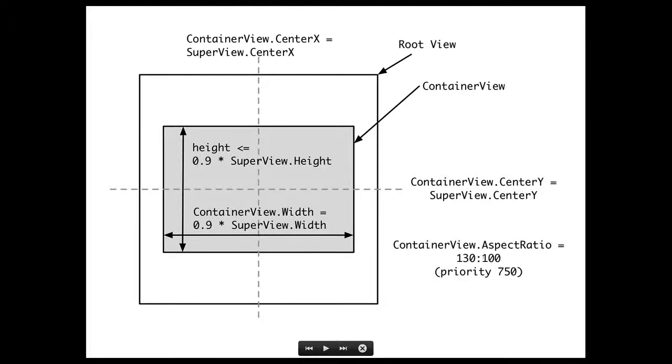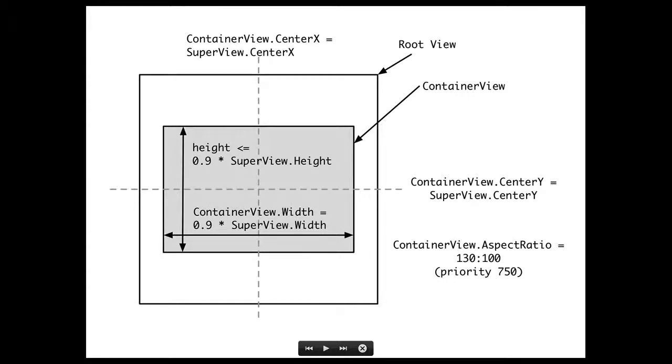And so what I'm going to do is try to shoot for an aspect ratio of 130 to 100. Now, obviously, if I set that constraint, this is going to be an over-constrained system. There's no way that I can get this aspect ratio and all these other constraints to be true simultaneously. So it's going to be an over-constrained system.